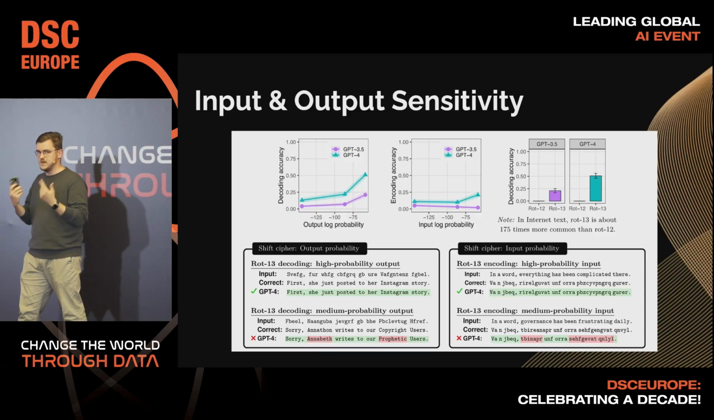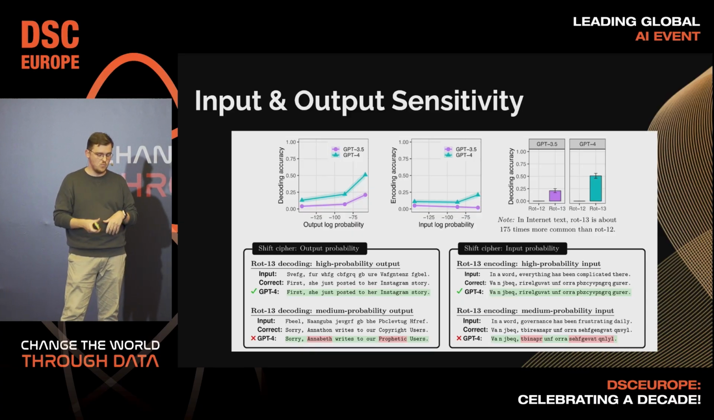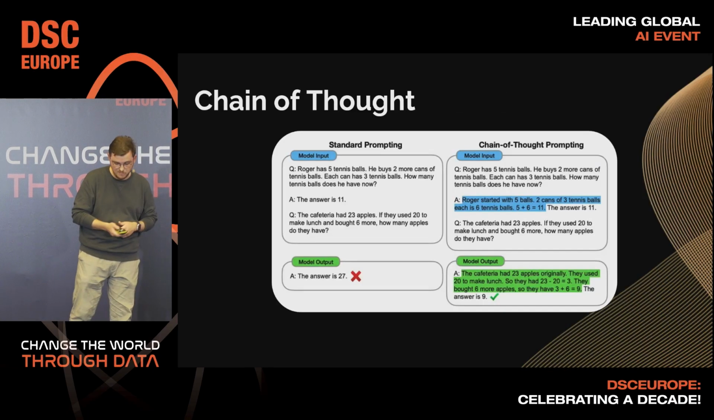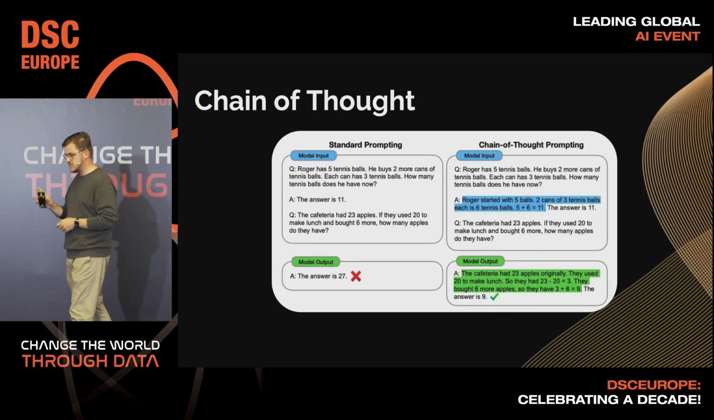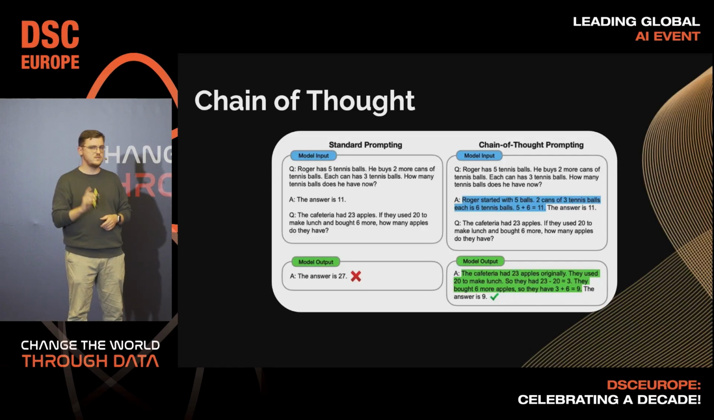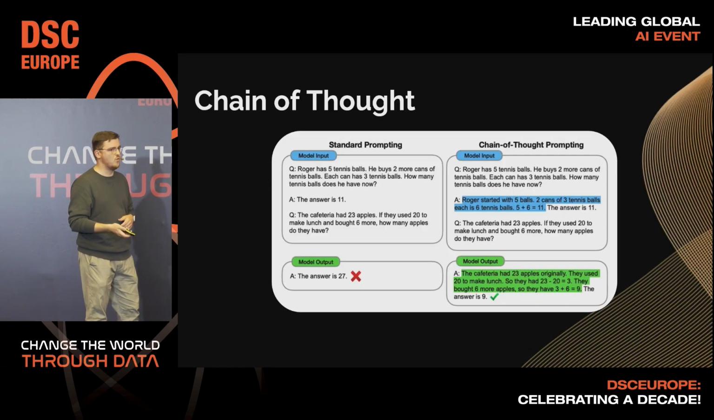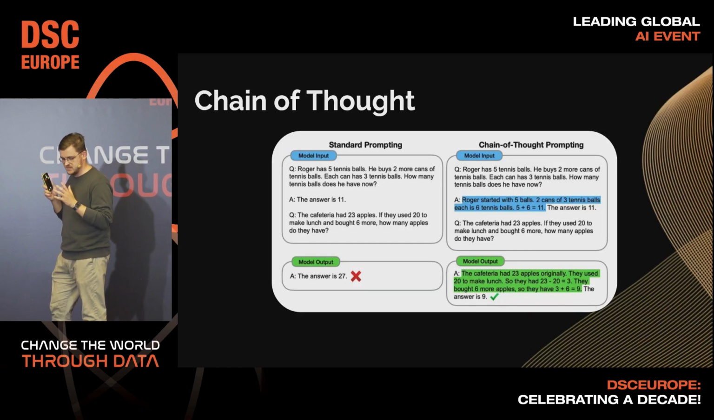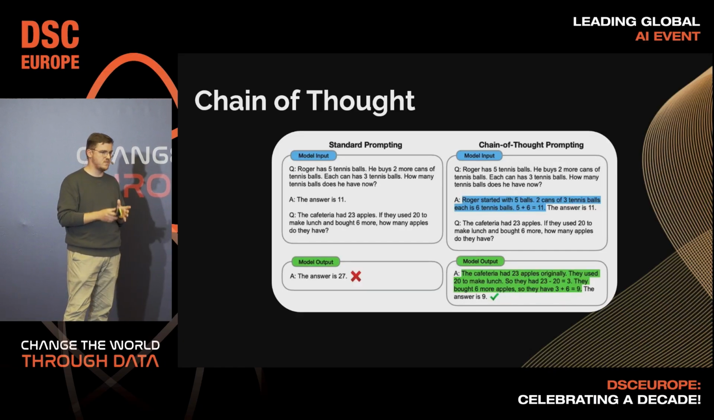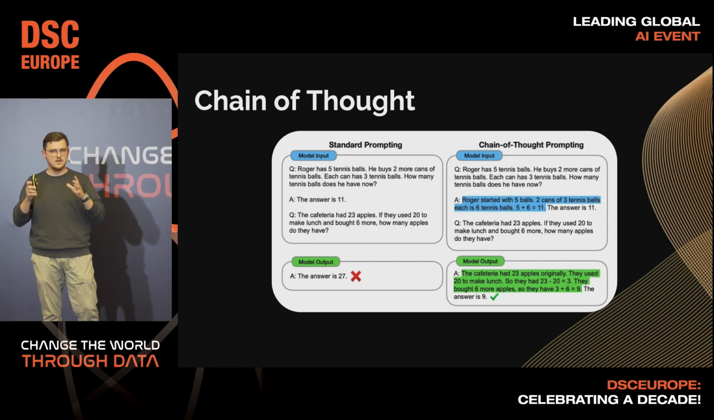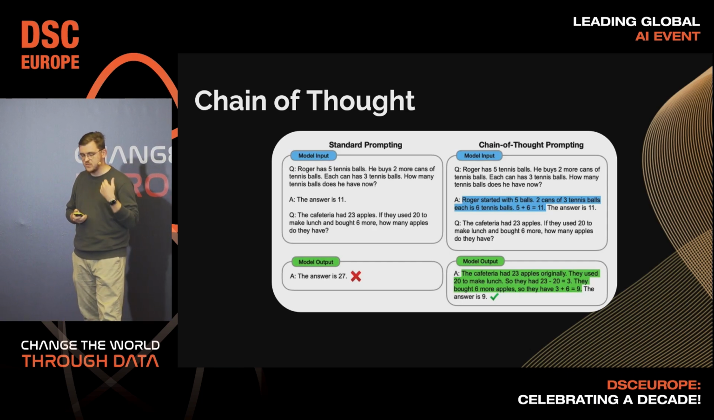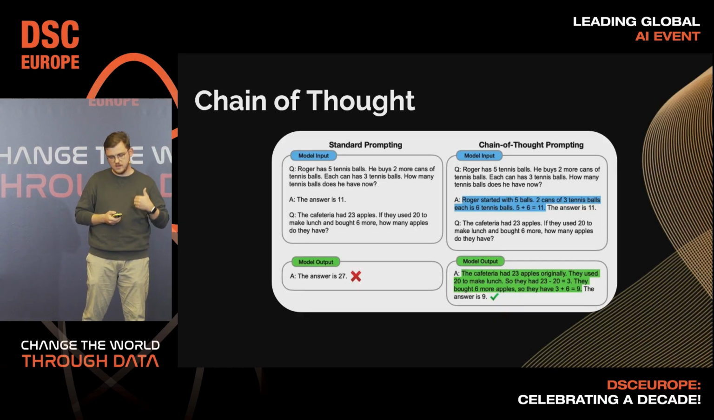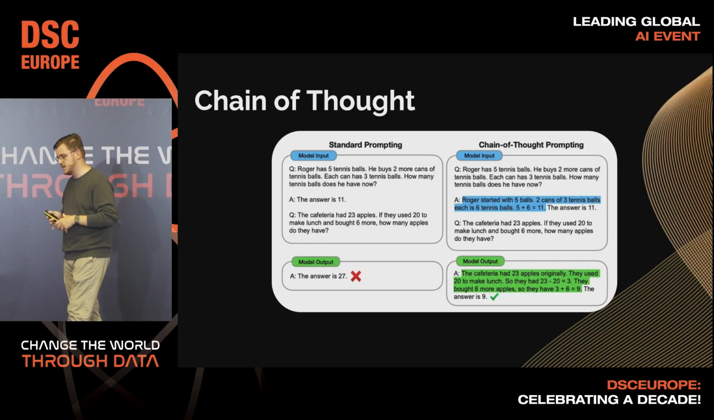And they found out that with high probability inputs, the output is also highly probable. Okay. And the last thing is about increasing the performance of language models in reasoning tasks. It's a technique called chain of thought that proved that it worked, and it does significantly change results for the better.